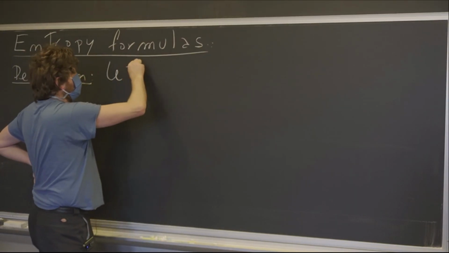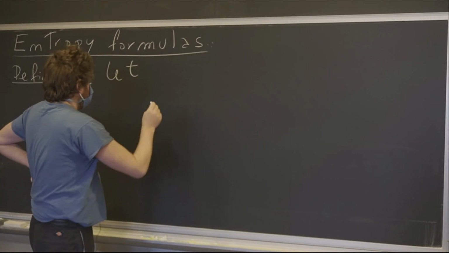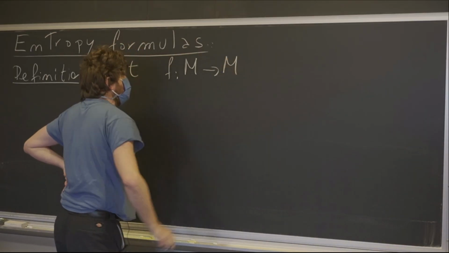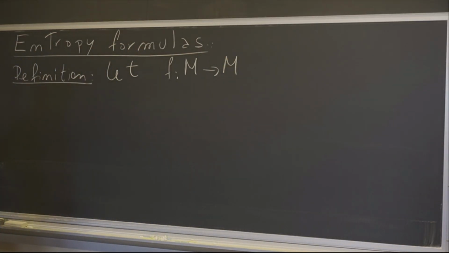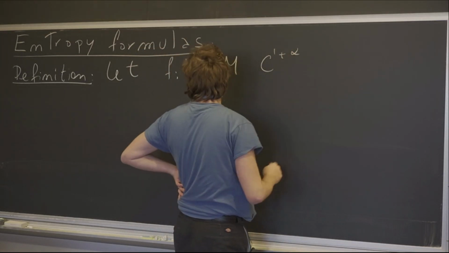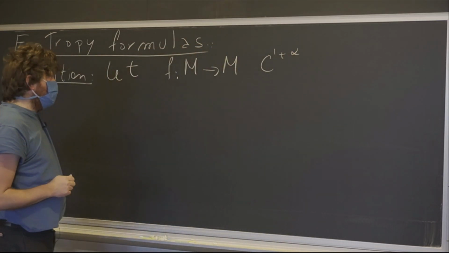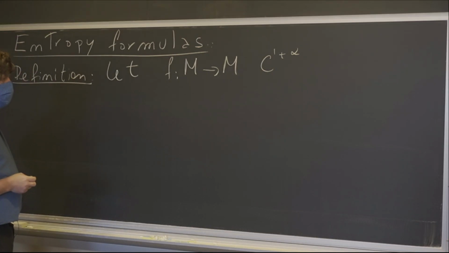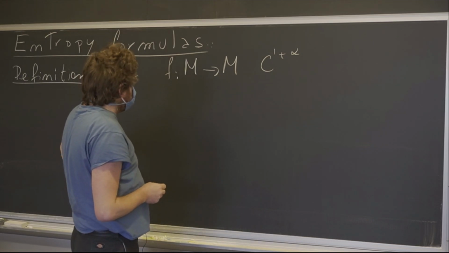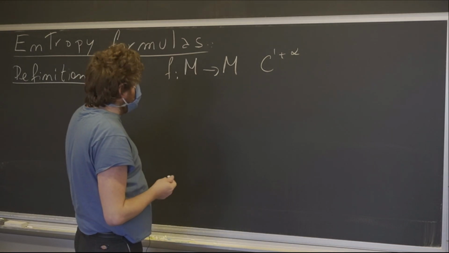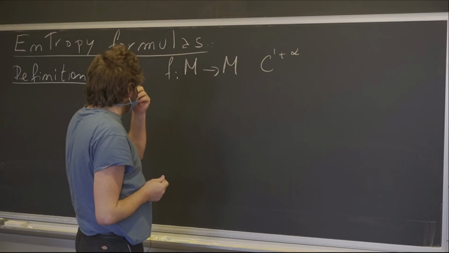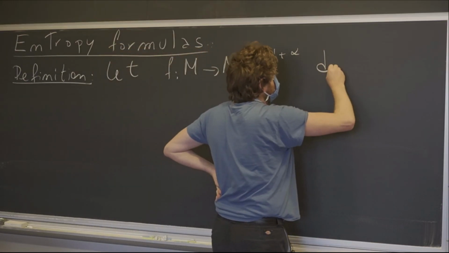So let f from M to N, this, we'll put C1 plus Hölder because we all care about C1 plus Hölder. Just to make the definition, less is enough, but actually C0 should be enough for the definition, but anyway. And diffeo.